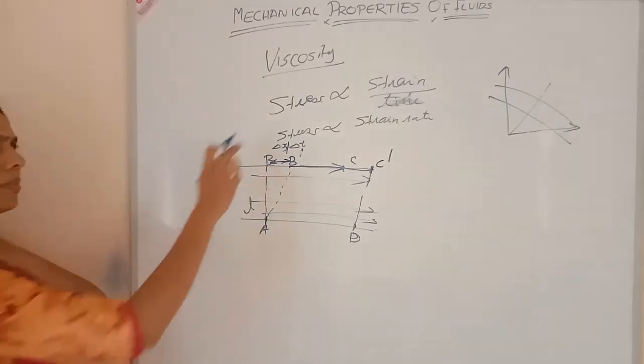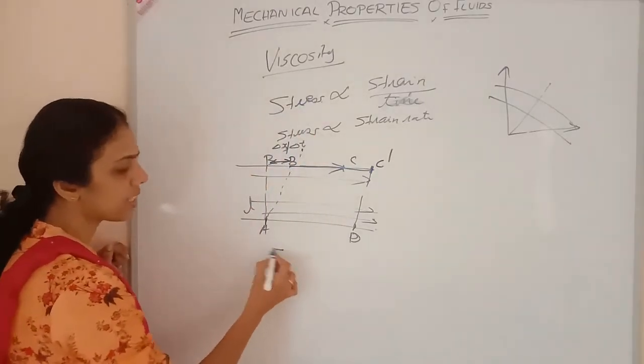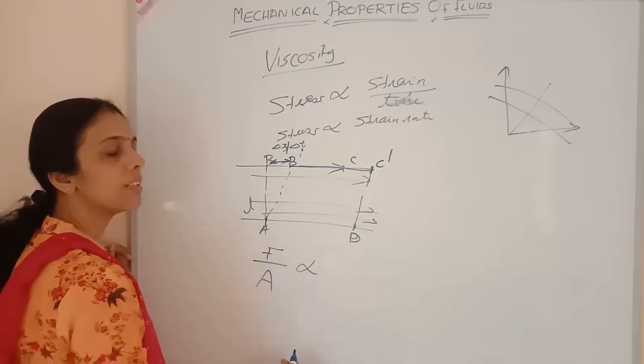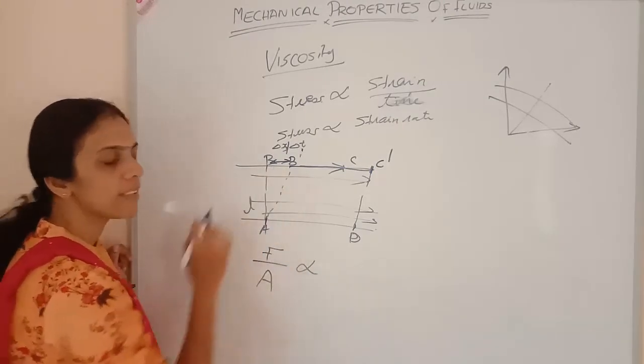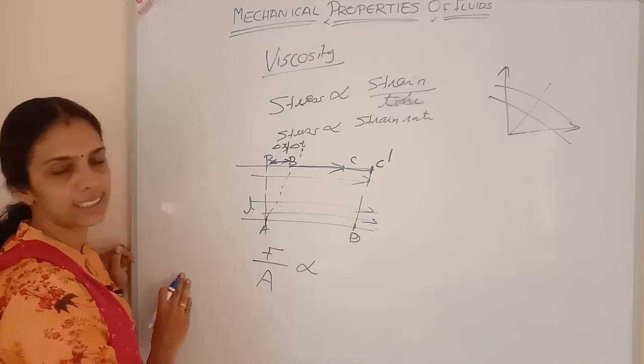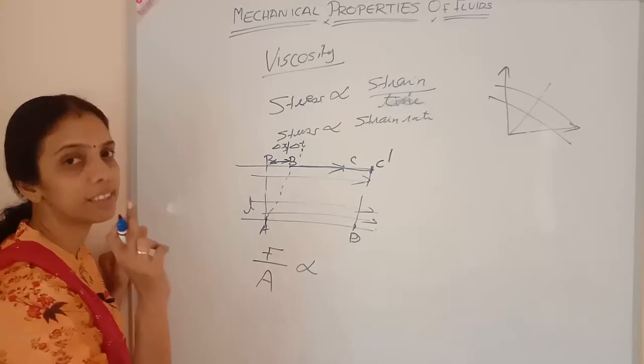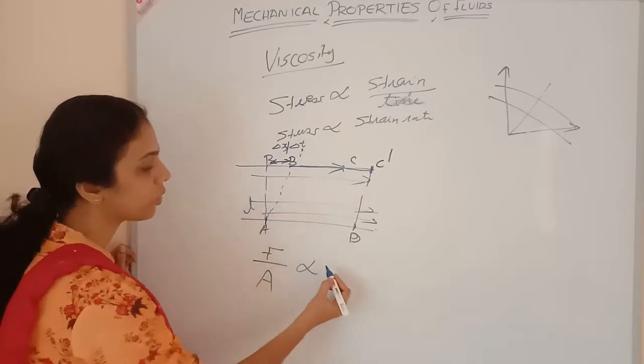Now, as per this equation, stress, force by area, is proportional to strain rate. What is the strain? That is shearing strain. What is shearing strain? Tan theta. How can we find out tan theta?